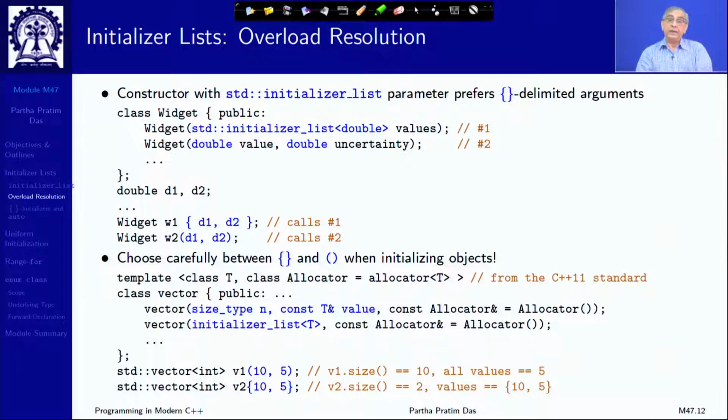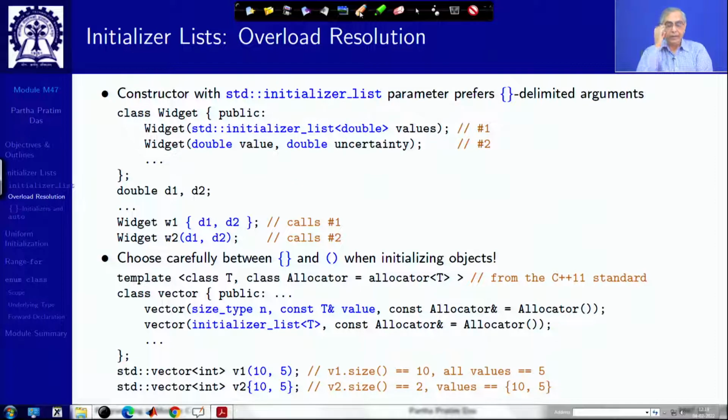Now, naturally, since you have multiple constructors, there will be overload issues. You must have understood this now, that if I have curly braces, then the initializer list constructor, if it is there, will be preferred. Here I have one which is an initializer list constructor and one which is a simple parameterized constructor. For the same d1 d2, if I define w1 with curly braces, it will call 1, but with parenthesis it will call 2.